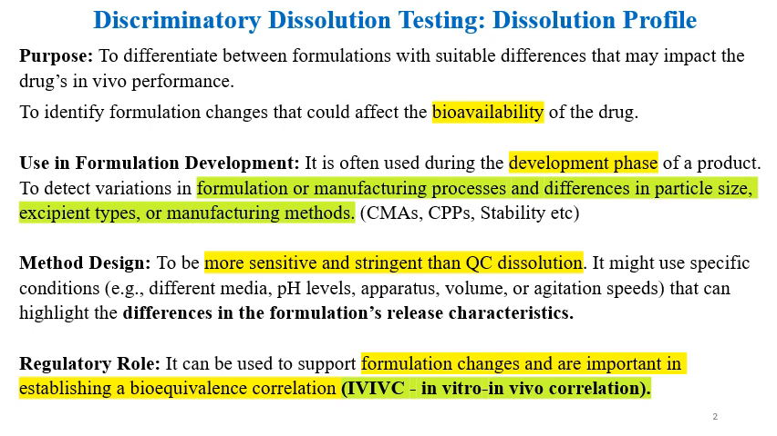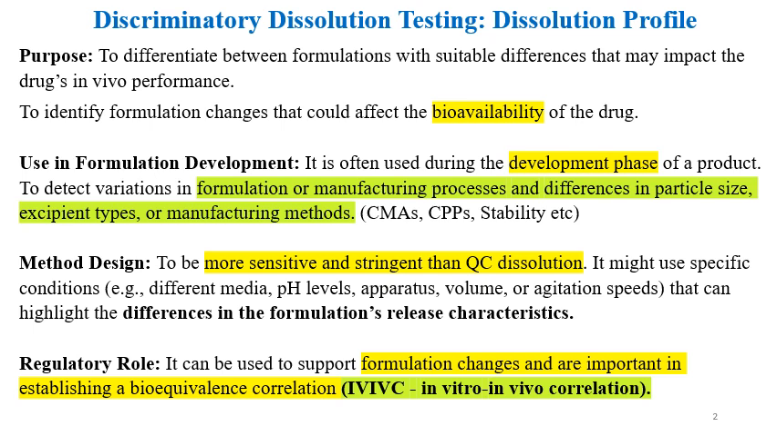Method of design for the discriminatory dissolution testing is to be more sensitive and stringent than the QC dissolution. QC dissolution is a straightforward type of method, and generally single point dissolution testing is performed. This might be used for specific conditions like change in the different media, pH levels, volume, apparatus, and agitation speeds. These changes can highlight the differences in the formulation's release characteristics so that the formulations can be differentiated.